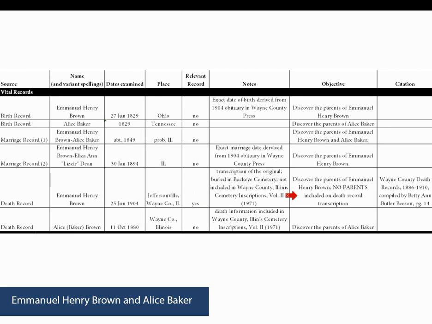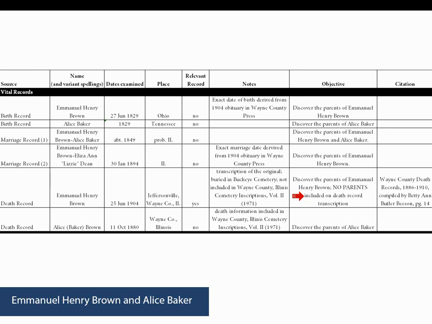In the objective column, where we're saying this is why we're doing what we're doing, we're trying to find the parents of Emmanuel Henry Brown. And on the death record, I'm going to say no parents are included, because that's what I'm most interested in at this point in time. So I'm including that information there. So even though my objective always is discover the parents of Emmanuel Henry Brown, whenever you find a record, you want to update what you were able to find here.